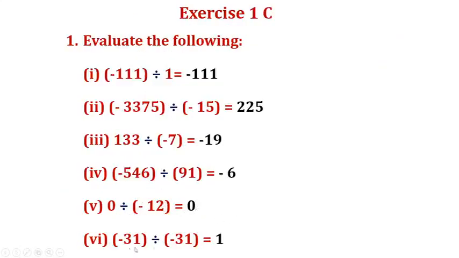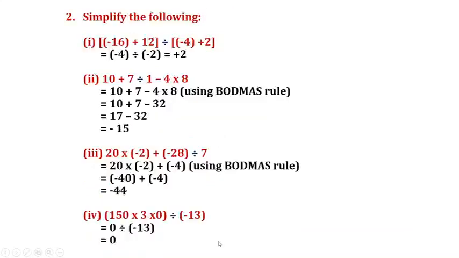Next, minus 31 divided by minus 31. Since both the numbers are the same, it is divisible one time, so you will get 1. Minus 31 ones are minus 31. So you will get 1 here, but also plus 1. Even though these two have minus signs, if the numerator and denominator have the same sign, you will get a plus sign. By using that rule, you will get plus 1 here. Next, simplify the following. Next, minus 16 plus 12 divided by minus 4 plus 12.